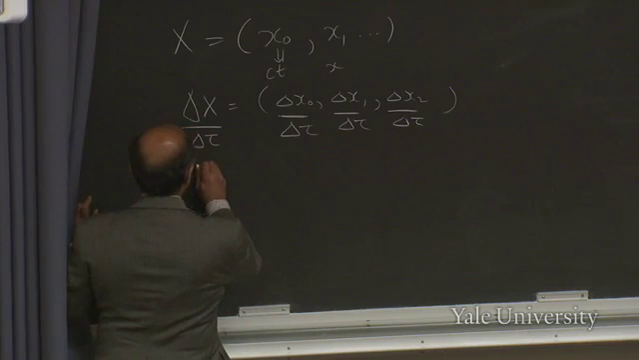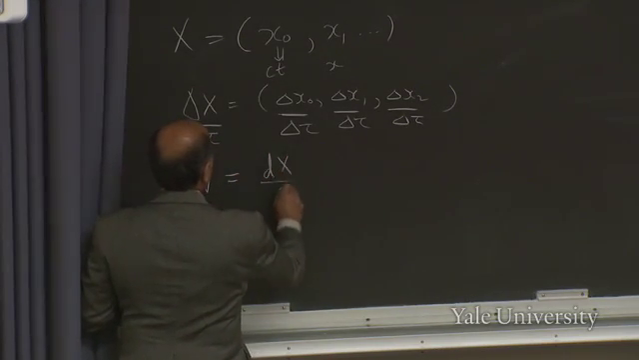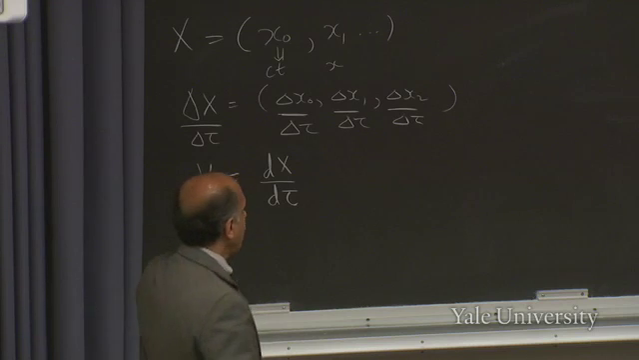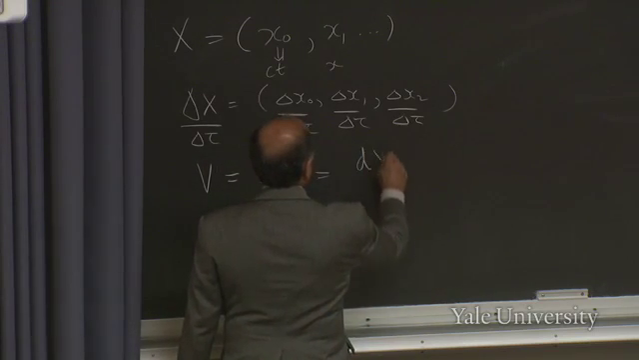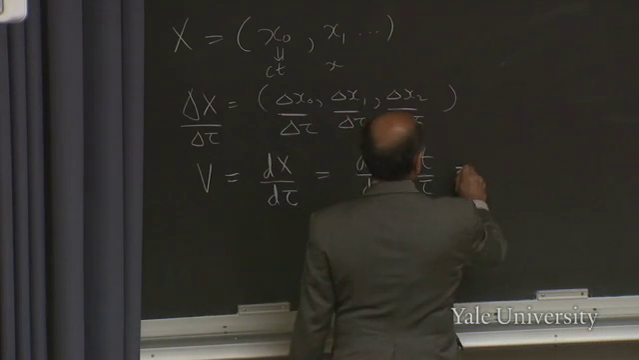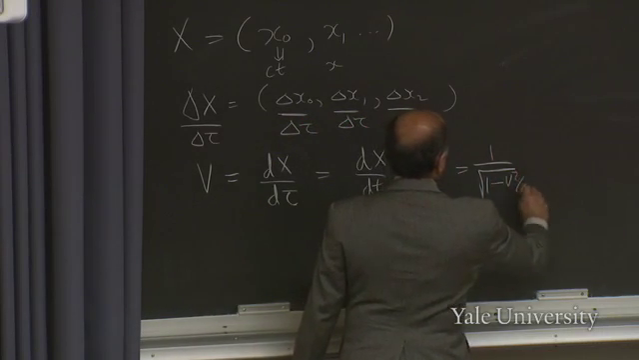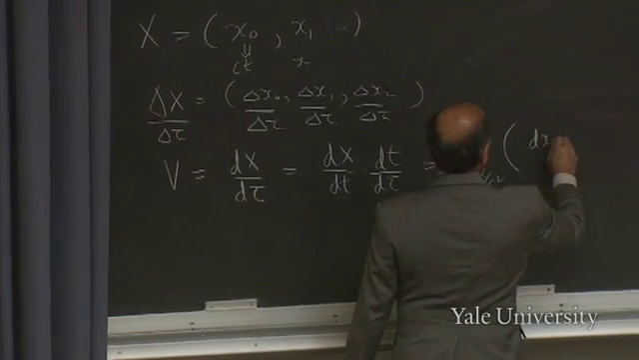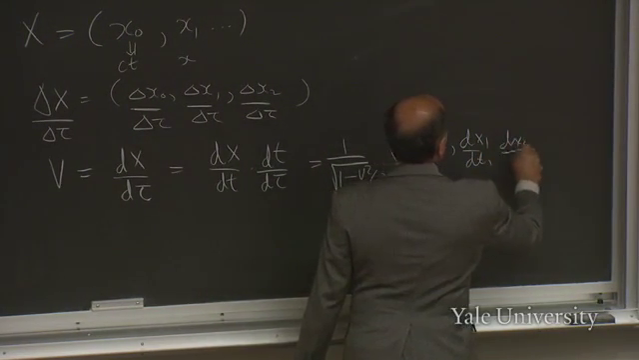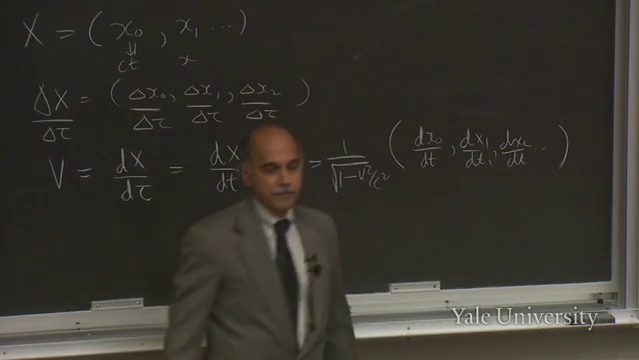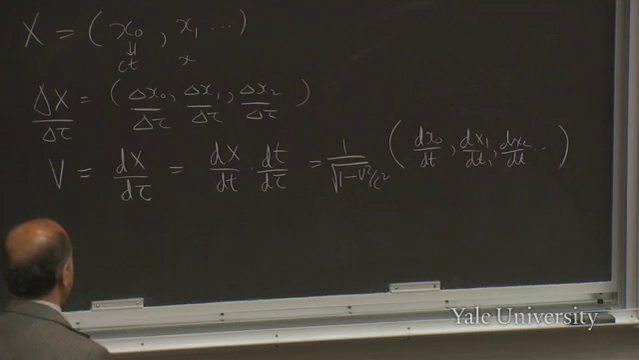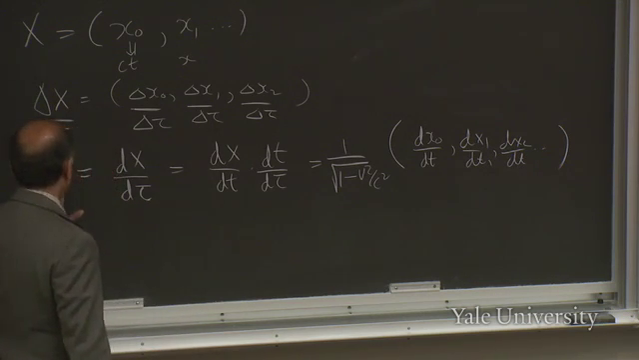So I'm going to form a new quantity called velocity, which is the derivative of this with respect to tau. Then I'm going to use the chain rule and write it as dx/dt times dt/dtau. That becomes then 1 over the square root of 1 minus v squared over c squared times dx0/dt, dx1/dt, dx2/dt, etc. So you find the rate of change as measured by a clock moving with the particle, and that has the virtue that what you get out of this process will also be a 4-vector.